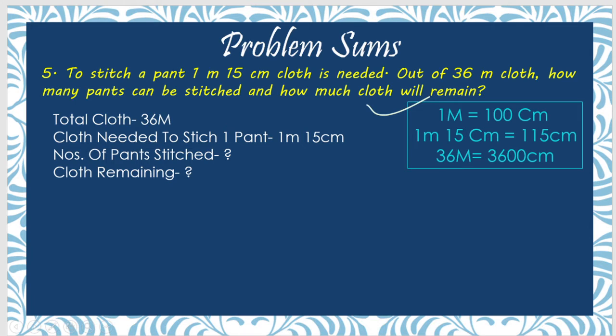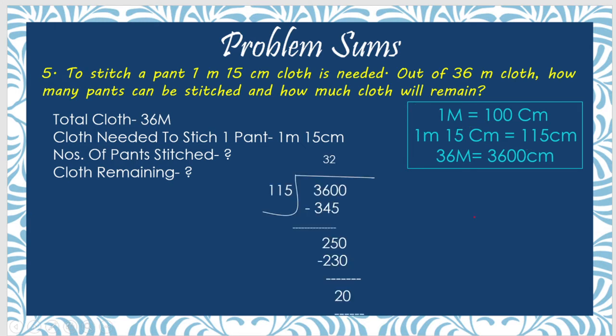1 meter equals 100 centimeters. So 1 meter 15 centimeters is 115 centimeters, and 36 meters is again 3600 centimeters. You have to divide this number. This 36 is the total cloth.